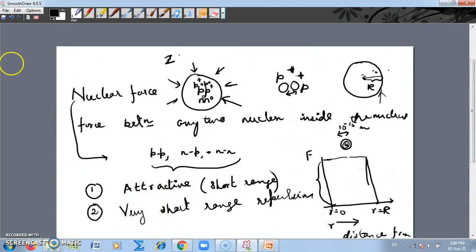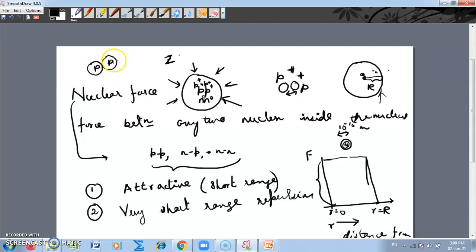Suppose from inside here, I take out one proton and another proton, and let me draw it here like this. This is one of the protons and this is another proton. Now see, the force between them is attractive. That means they attract each other.